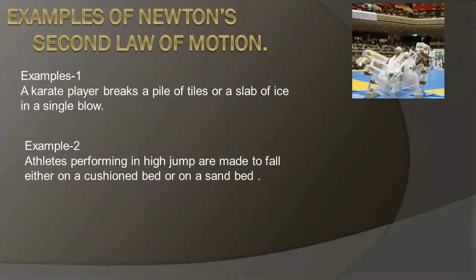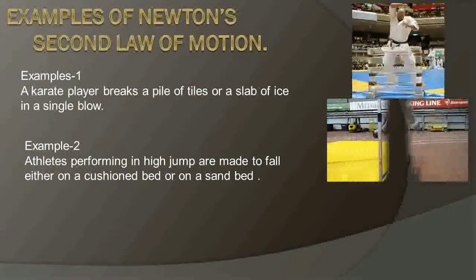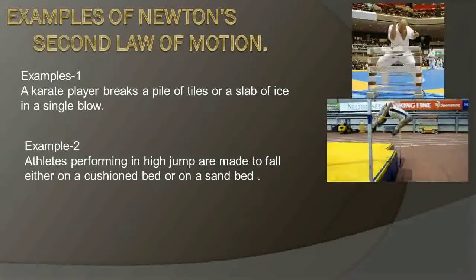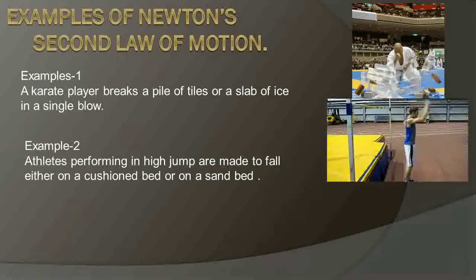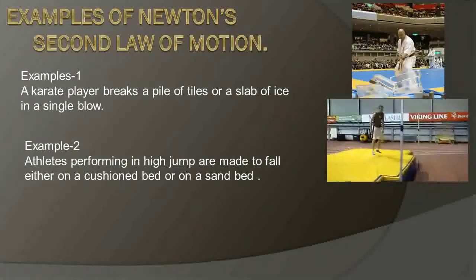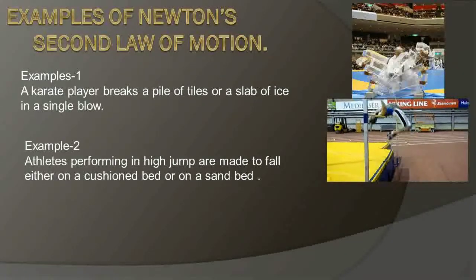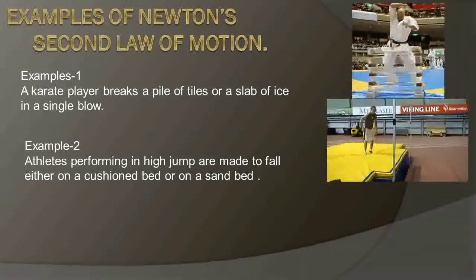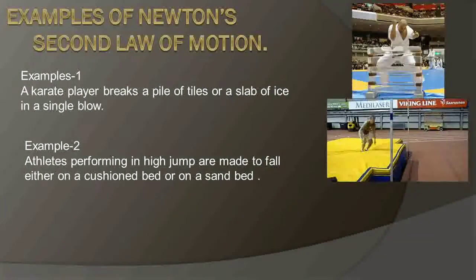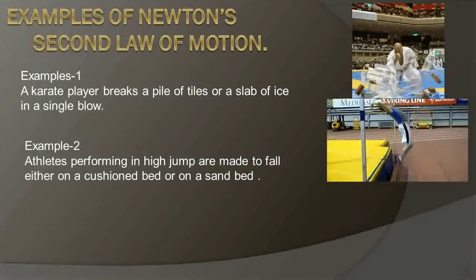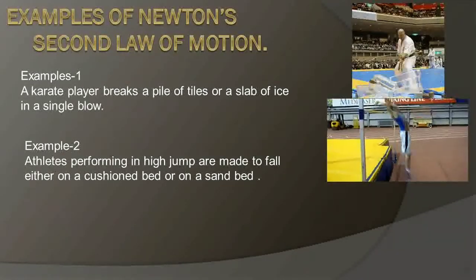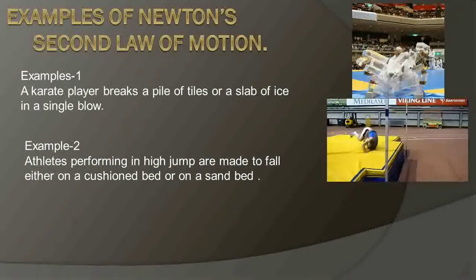Clear? Now our second example can be an athlete performing in high jump. Athletes are made to fall either on a cushion bed or on a sandbag. The reason behind that, in high jump athletic events, the athletes are made to fall either on a cushion bed or on a sandbed, is to decrease the rate of change of momentum by increasing the time.